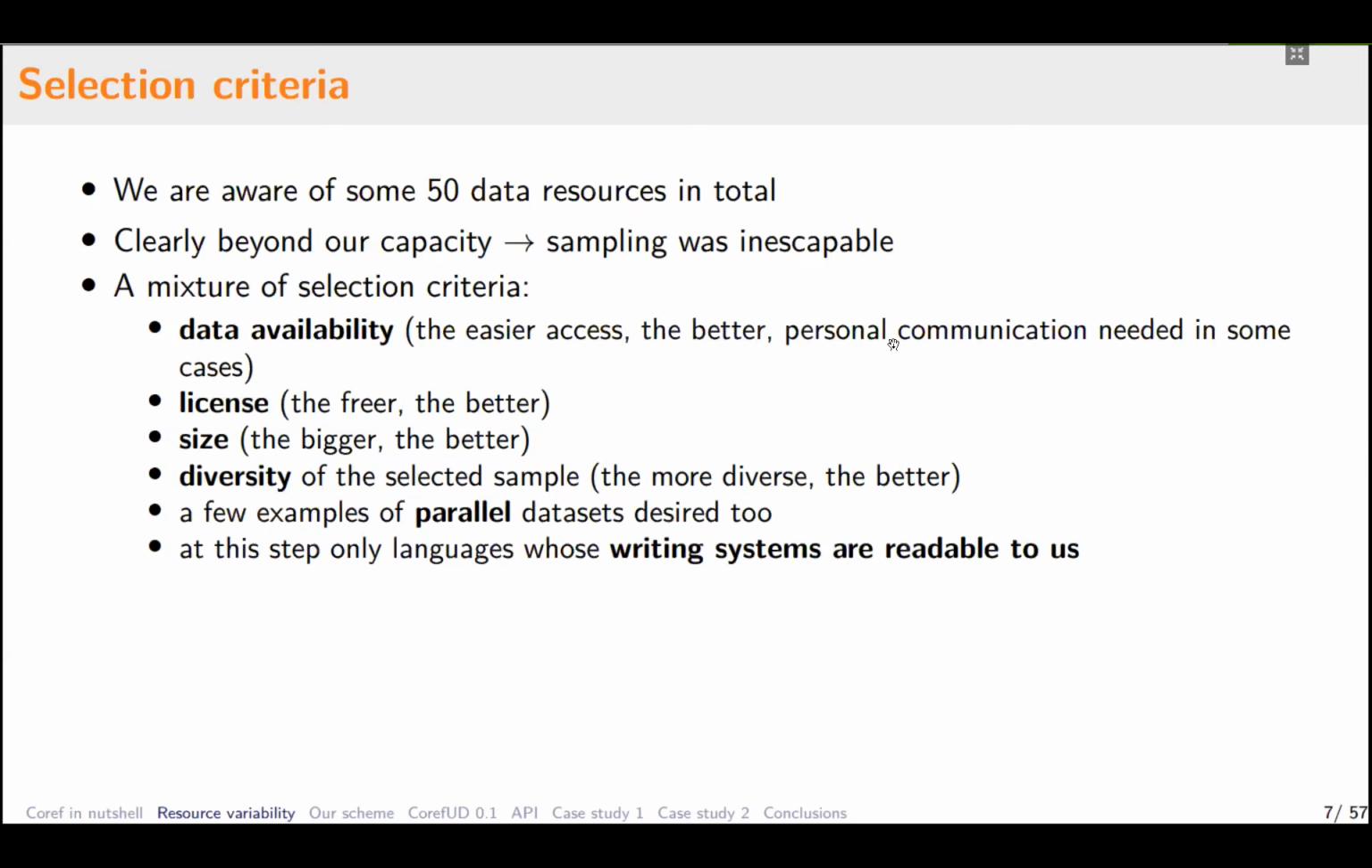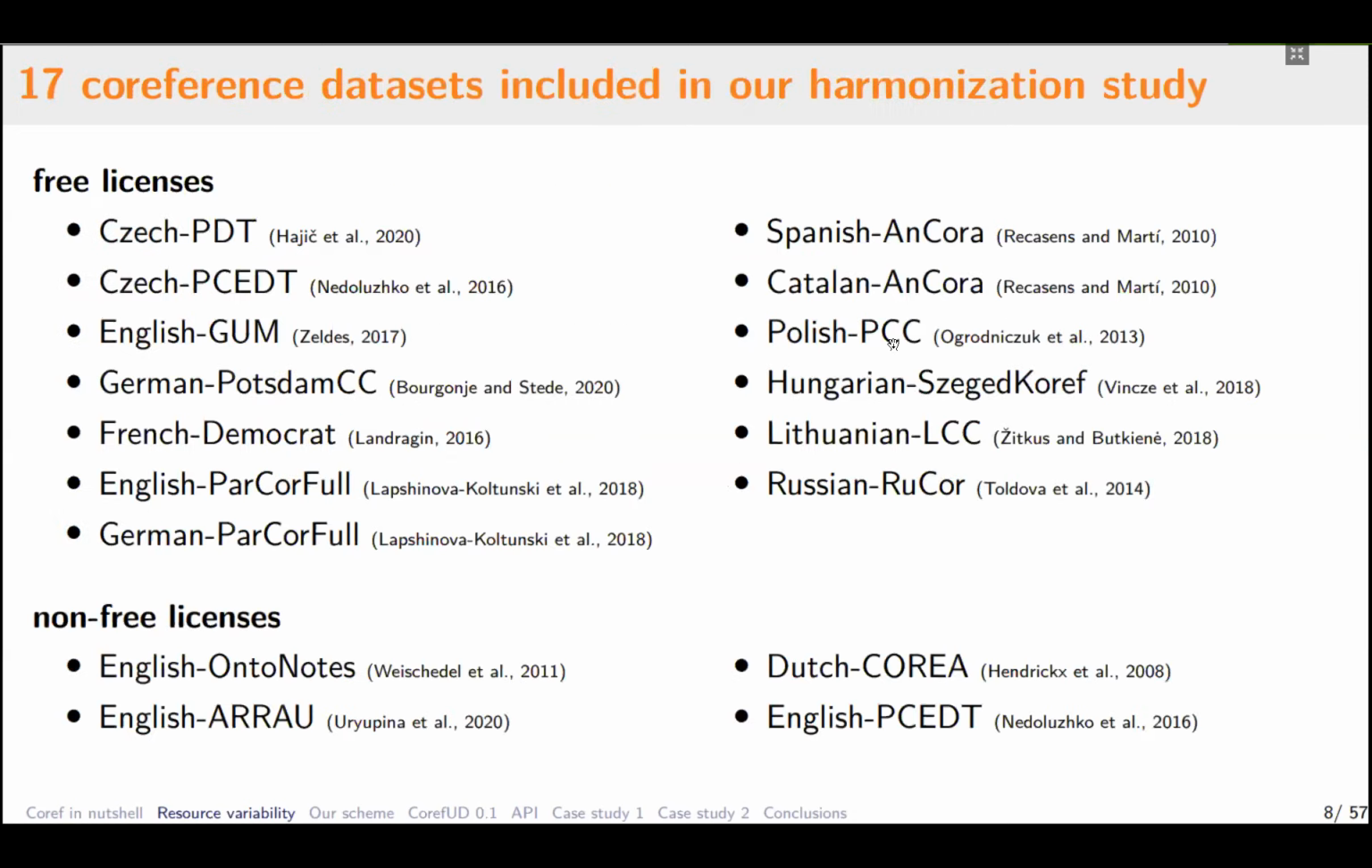So not just a lot of data sets for English, not just every data set annotated in one annotation tool, so as much diversity as possible. And in this version, we didn't take any resources with languages that we couldn't read. So writing system is Cyrillic or Latin alphabets. The result is 17 data sets included in the harmonization study. There are 13 data sets with 3 licenses that we included in the release.